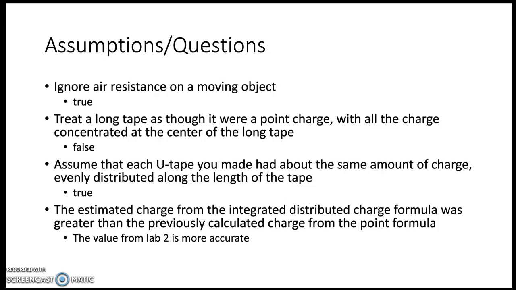It was also assumed that the charges on the two tapes were equal since they were produced using the same process, and it would have been difficult to find different charges. The estimated charge from the integrated distribution charge formula used in Lab 2 was greater than the previously calculated charge from the point formula, and the integrated charge formula result was most likely more accurate than the point charge formula because it took into account the length instead of making the initial assumption that it was all concentrated in one place.